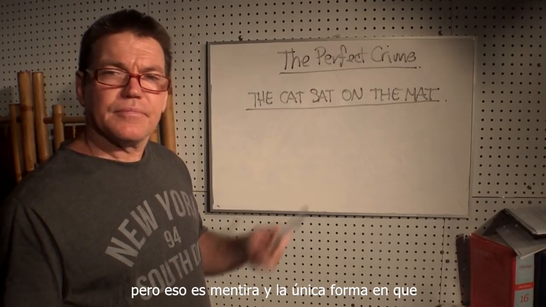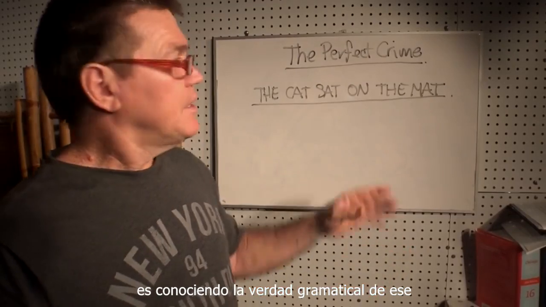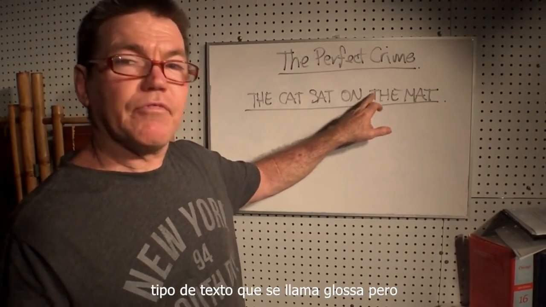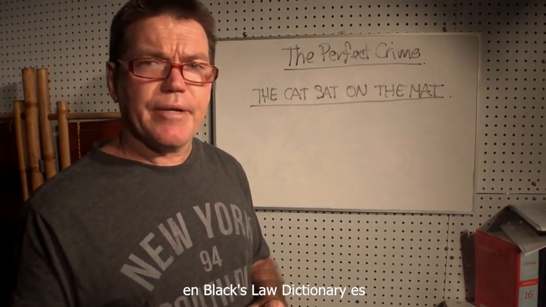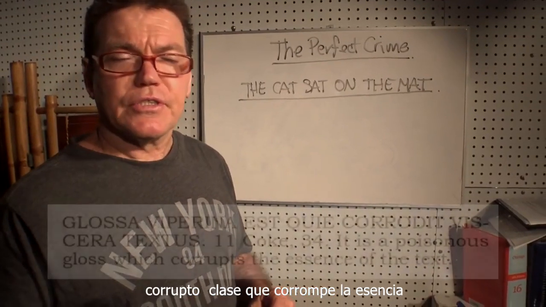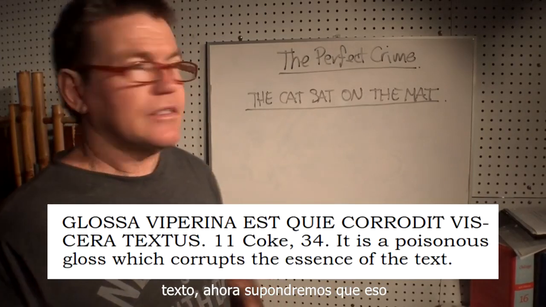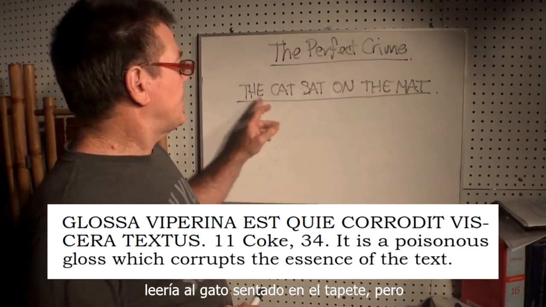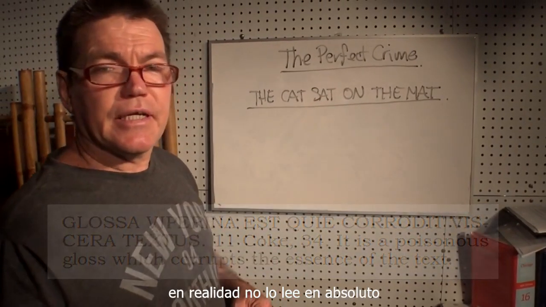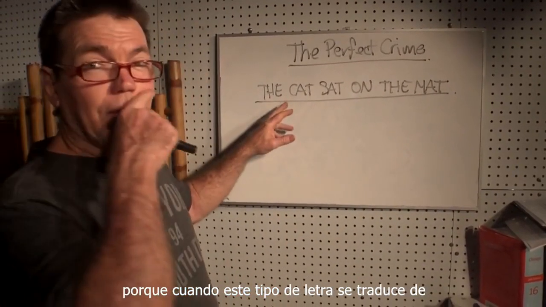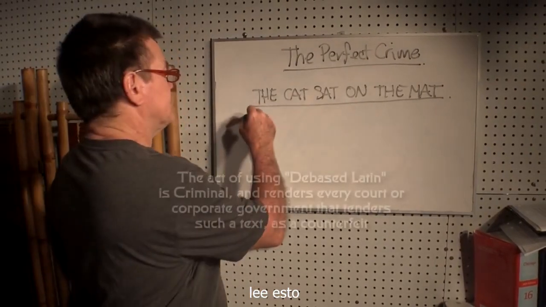But that's a lie. And the only way you can detect that that's a lie is by knowing the grammatical truth of that type of text. That's called a glossa, but in Black's Law Dictionary, it's a corrupt gloss that corrupts the essence of the text, which is the meaning of the text. Now we would assume that that would read the cat sat on the mat, but in actual fact it doesn't read that at all, because when this typeface is translated back to English, it reads this.